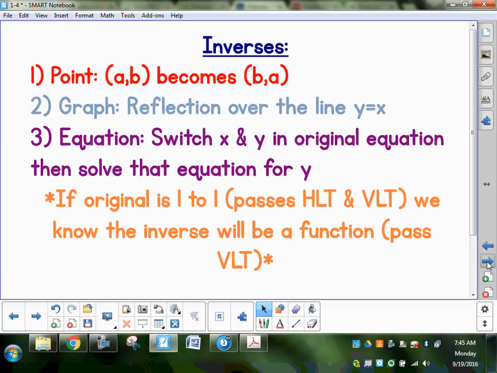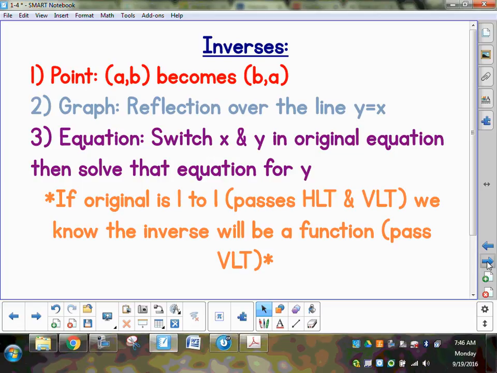If you're given a graph, the inverse will be a reflection over the line y equals x. That diagonal that we just did for our function of the week is what our inverse is going to be reflected over. Again, you should know that the line y equals x is simply the diagonal going from the bottom left to the top right. And the last thing has to deal with an equation. To figure out the inverse of an equation, you switch the x and y and solve for y.